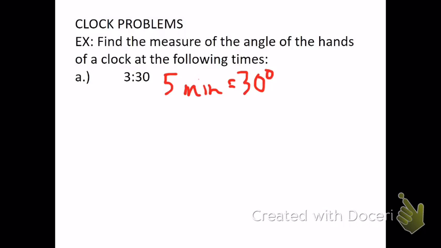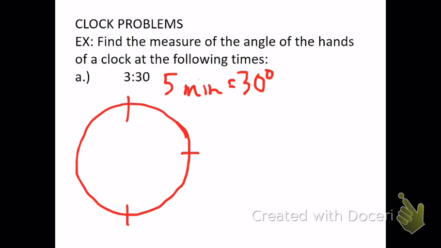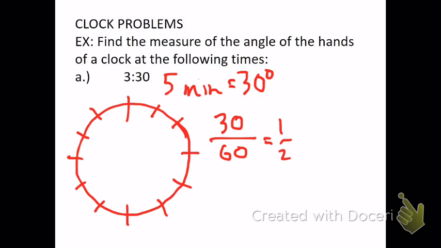Let's look at the clock. We draw a clock, right? You can divide it into 12 parts. The first thing you're going to do when you do a clock problem is you take the number of minutes, 30, and you divide it by 60. That gives you 1/2.